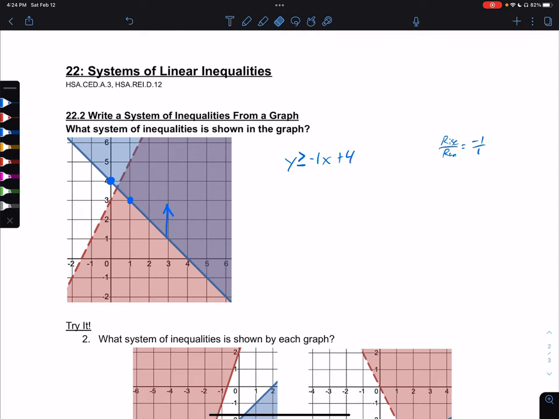Now for the red one, let's start with the same idea, right? We're going to have a y value. It's going to be greater than or less than something x, and then we have to figure out what the y-intercept, slope, and the inequality symbol is. So we'll start the same way with the y-intercept, which is going to be 3. So that'll be an x plus 3.